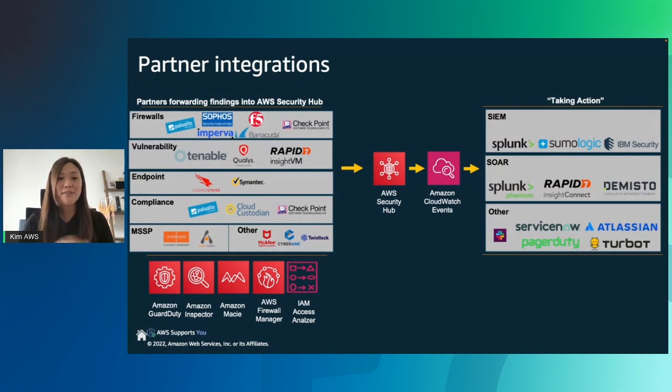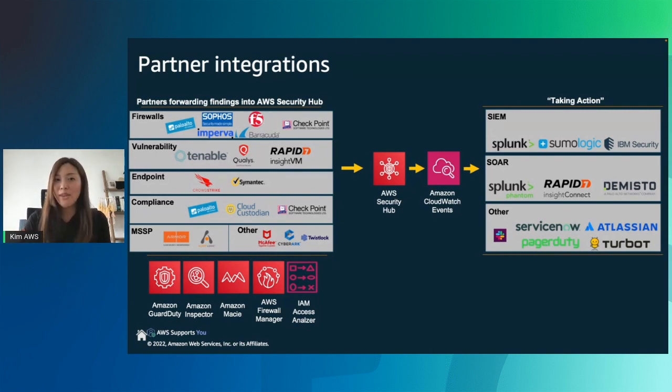IAM Access Analyzer is also integrated within AWS Security Hub. What IAM Access Analyzer does is it looks at a root of trust, usually being either your AWS account or your AWS organization. It can tell you whether or not an IAM role or an IAM user has access into your AWS environment, either read or write access into your KMS keys, into your S3 buckets, as well as whether any of your IAM roles are external from your AWS environment.